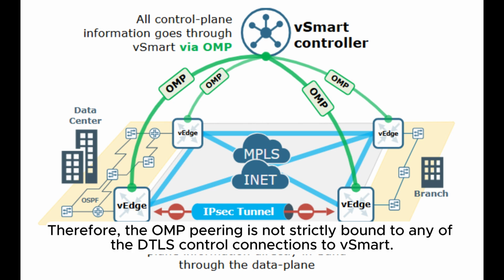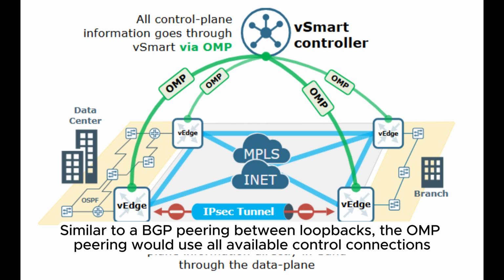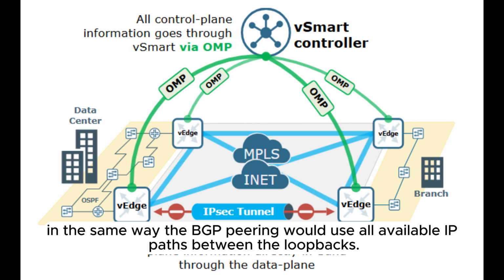Therefore, the OMP peering is not strictly bound to any of the DTLS control connections to vSmart. Similar to a BGP peering between loopbacks, the OMP peering would use all available control connections, in the same way the BGP peering would use all available IP paths between the loopbacks.